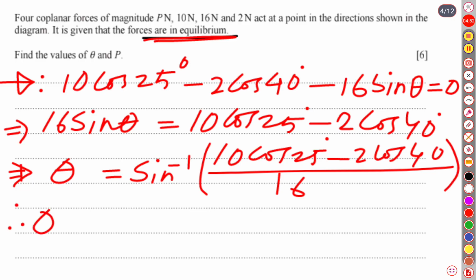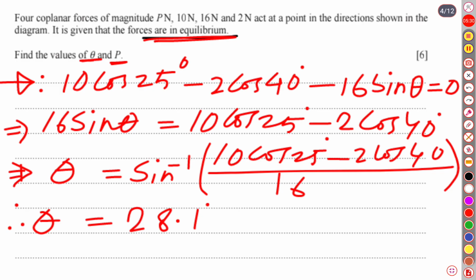Hence our theta, let me calculate using my calculator: sine inverse of 10 cos 25 minus 2 cos 40 degrees over 16 equals 28.07. If we round it to three significant figures, it is 28.1 degrees. So this is the value of theta. One of the values has already been obtained. Now the remaining value is P.